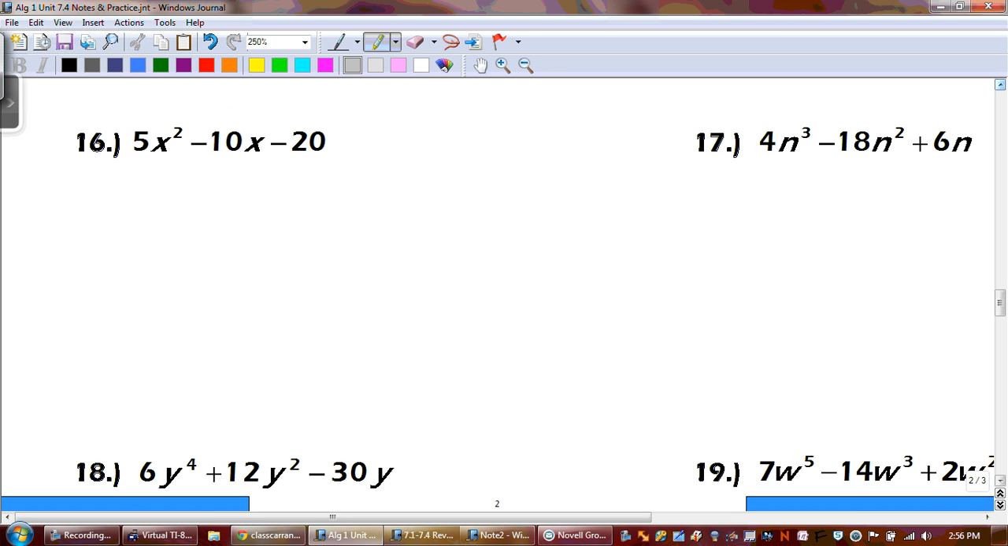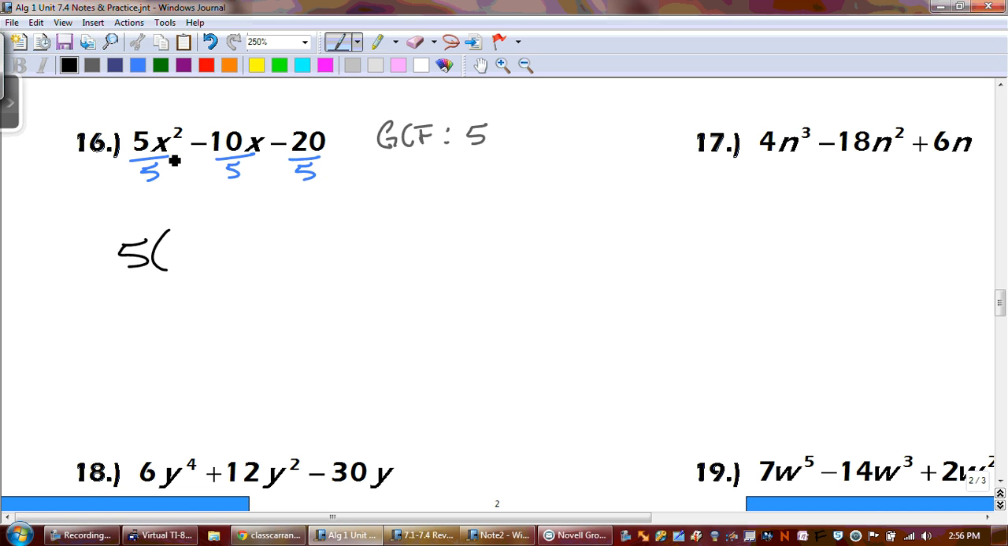16. Remember, the first thing we always want to do is get the GCF. So the GCF of 5, 10, and 20 is what? Okay, hopefully you're getting 5. And now what about variables? Do they all have variables? No, they don't. So if they all do not have variables, the GCF is just the number. So the GCF comes out front.